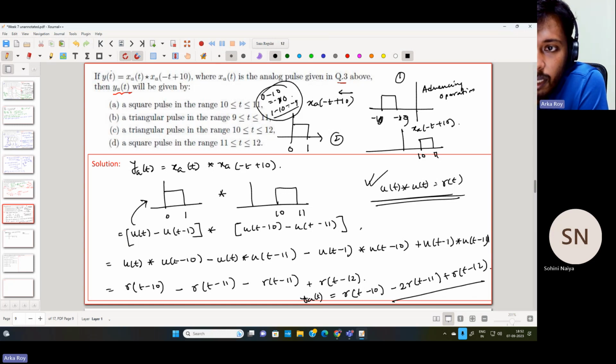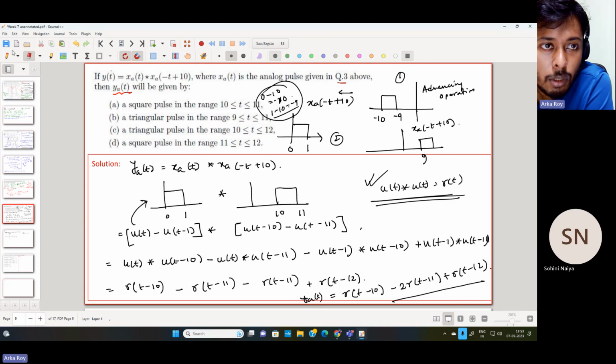So these are the time ranges. The signal will go from -10 to -9. So let me just write it: -10 to -9, and over here I will get 9 to 10. So here also it will be 9 to 10, because I am just doing the time reversal. So let me just redo the calculations over here. So it will be 9 and it will be 10.